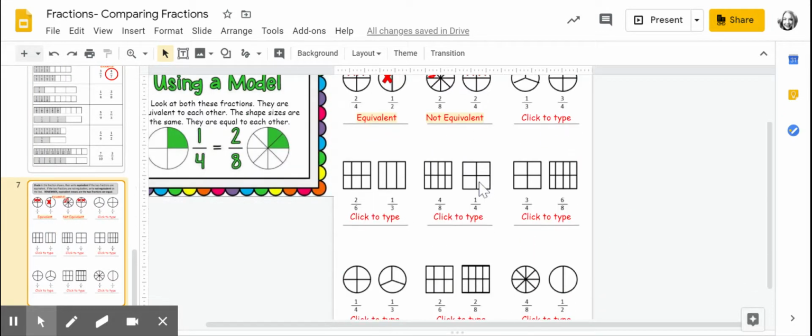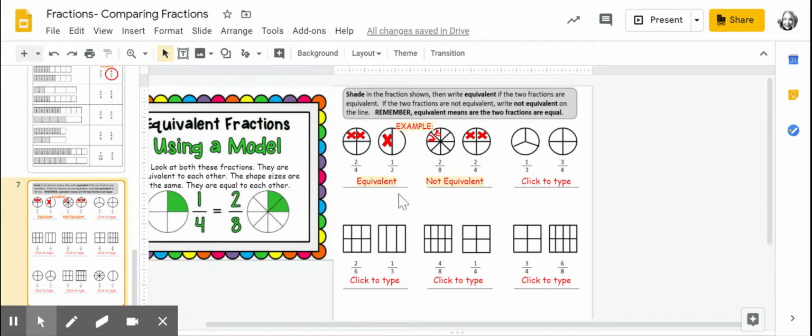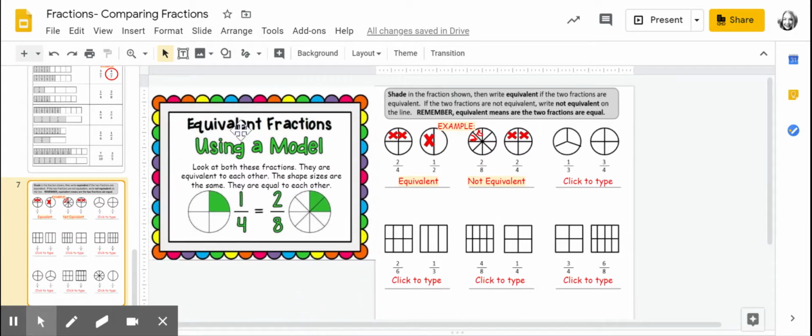Your last page here is talking about equivalent and non-equivalent fractions. Again, equivalent is very close to the word equal. So if fractions are equivalent, that means the sizes of those shaded areas are the same. They are equal to each other. So 1/4 is actually equal to 2/8. No matter which way you slice it, it's the same amount. If you take 2 pieces out of the 8 pieces or 1 piece out of the 4, it's the exact same amount that you're going to be taking.